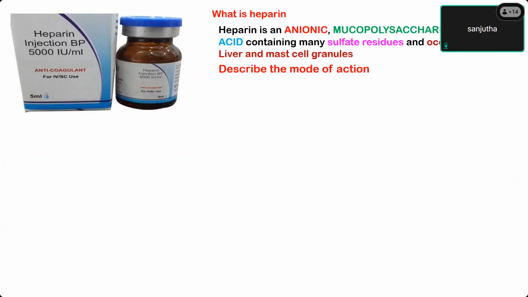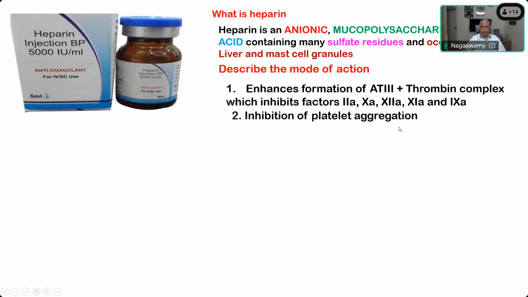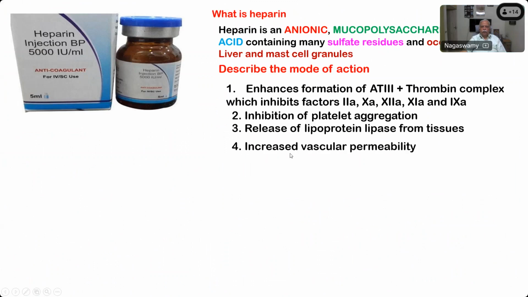There are 4 modes of action. All 4 we have to describe. So it enhances formation of antithrombin 3 and thrombin complexes. It inhibits factors like 2A, 10A, 12A, 11A, and also 9A. The second mode of action is inhibition of platelet aggregation. Third is release of lipoprotein lipase from tissue. Fourth is increased vascular permeability. All these are modes of action.